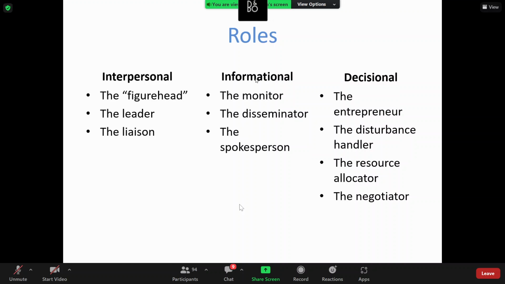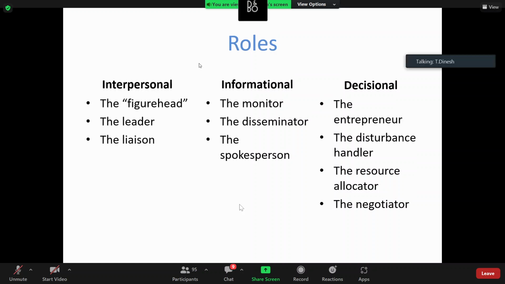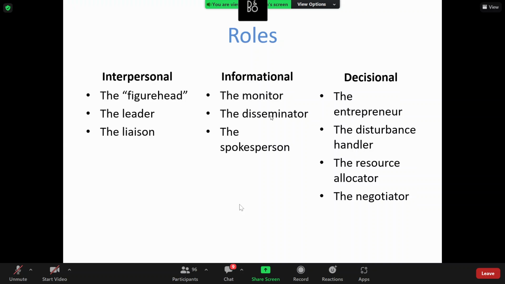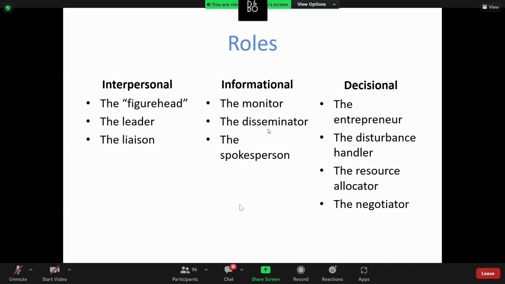Then the second category is informational. So number one, you have to be a monitor. You have to observe what is happening inside the organization and outside the organization. You have to collect the necessary information from internal and external sources. That is monitor. Then number two, disseminator. You have to share the information with others, right? Monitor means collecting information. Disseminator means sharing the information, right?